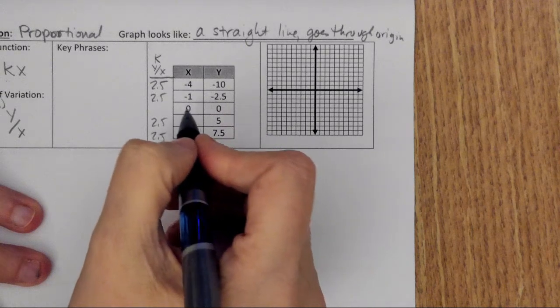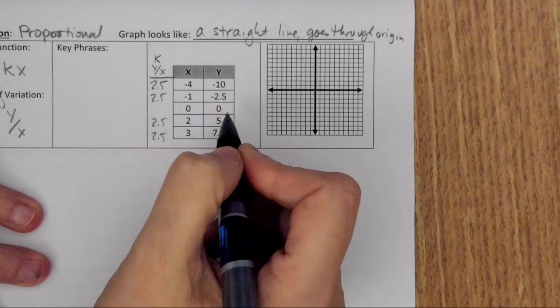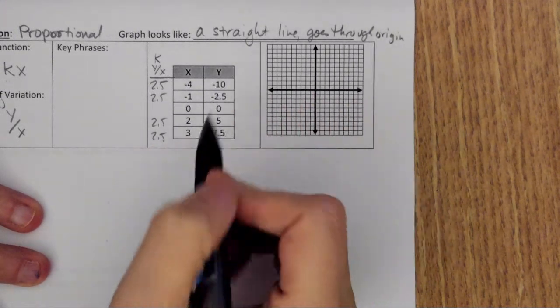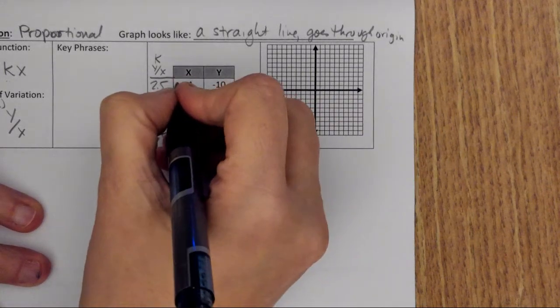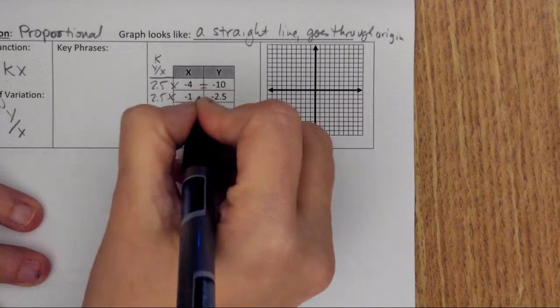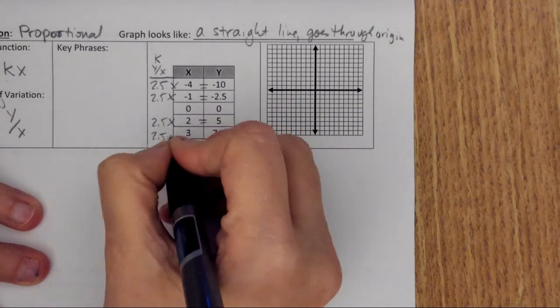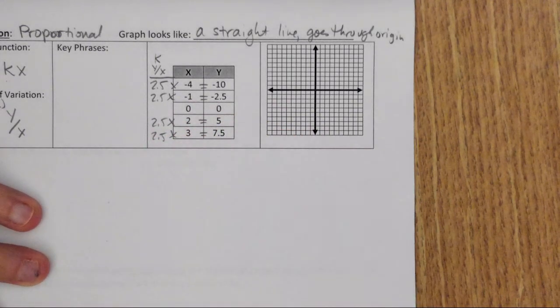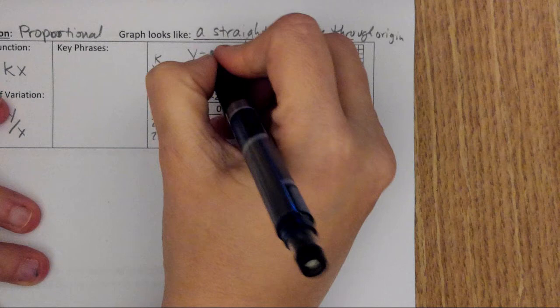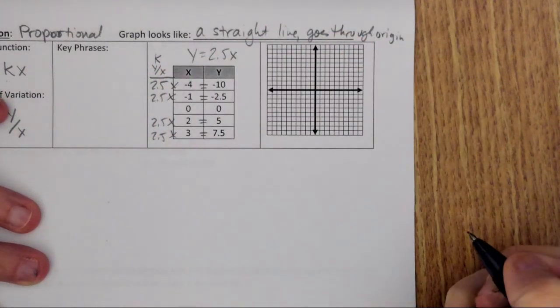But really, one of the reasons that 0 row is there, that 0 term is there, is to show us that it's going through the origin like we said it was. Okay? So what I'll do is I show what's happening. 2.5 times 2 is 5. 2.5 times 3 is 7.5. That gives me my equation, y equals 2.5x.